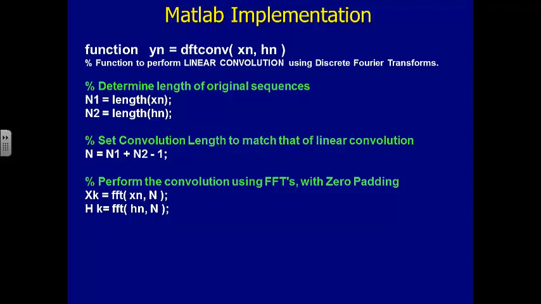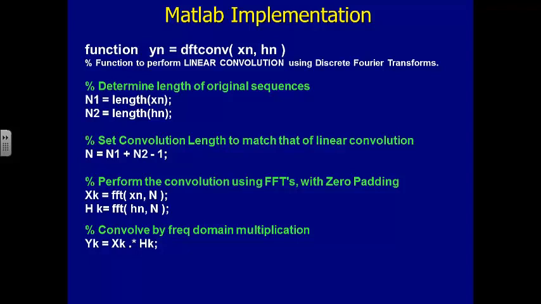There shouldn't be a gap between that h and that k. It's all one variable. And then we multiply them. Convolution in the time domain is multiplication in the frequency domain, so I'm going to multiply these two together to make my y of k.